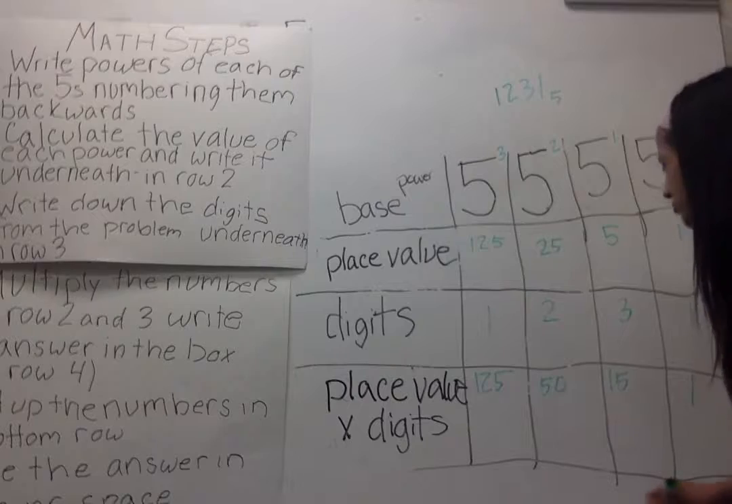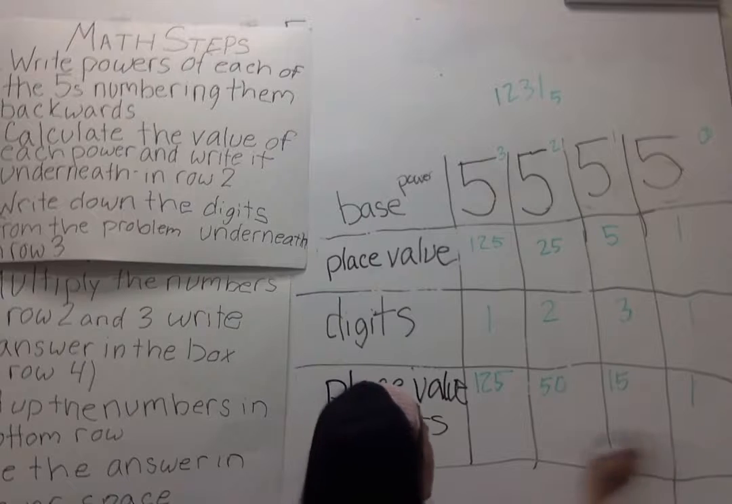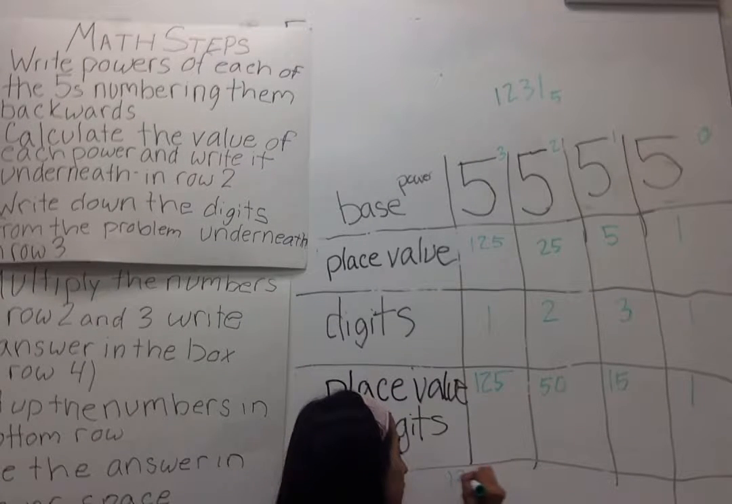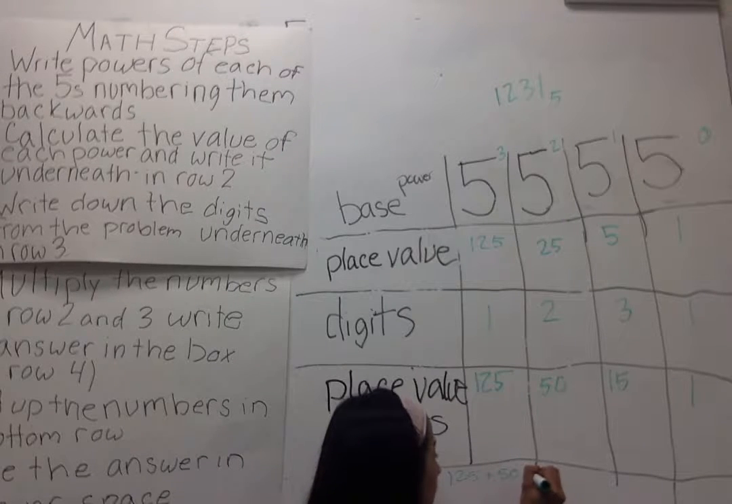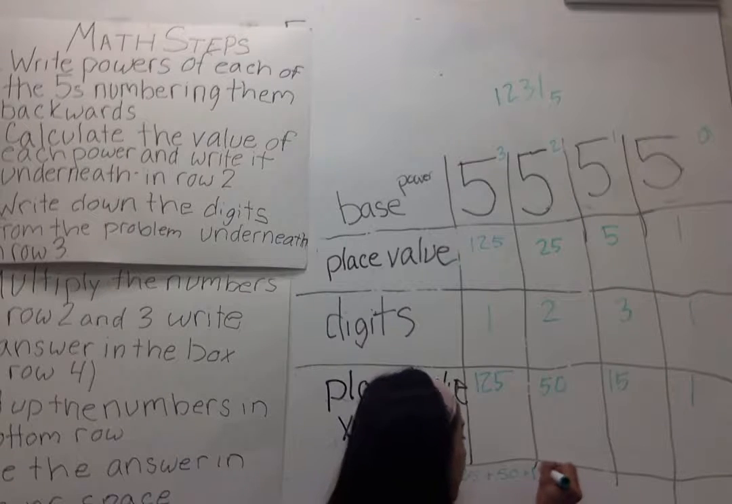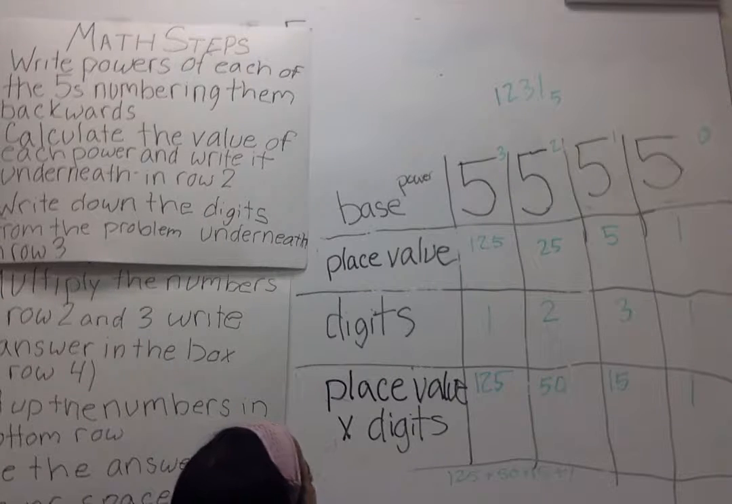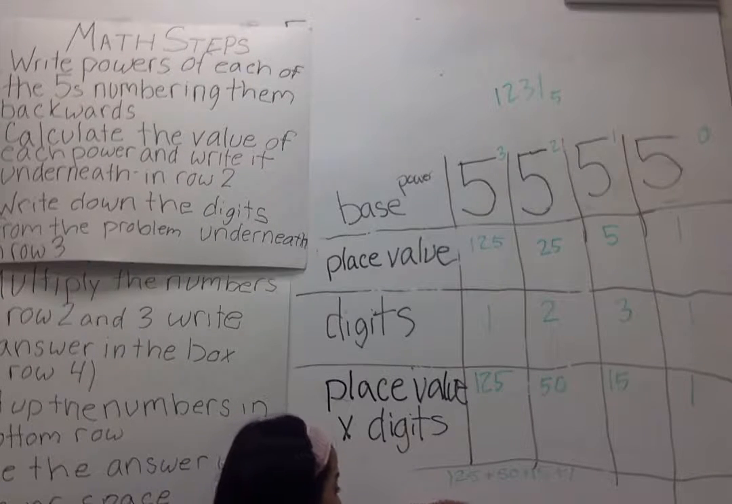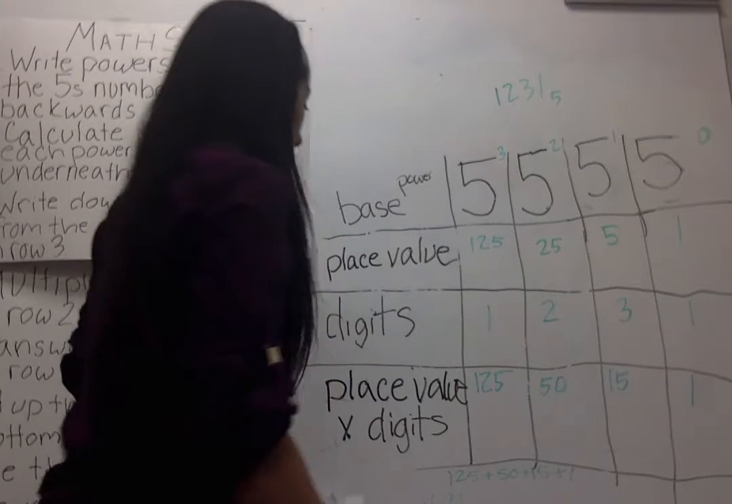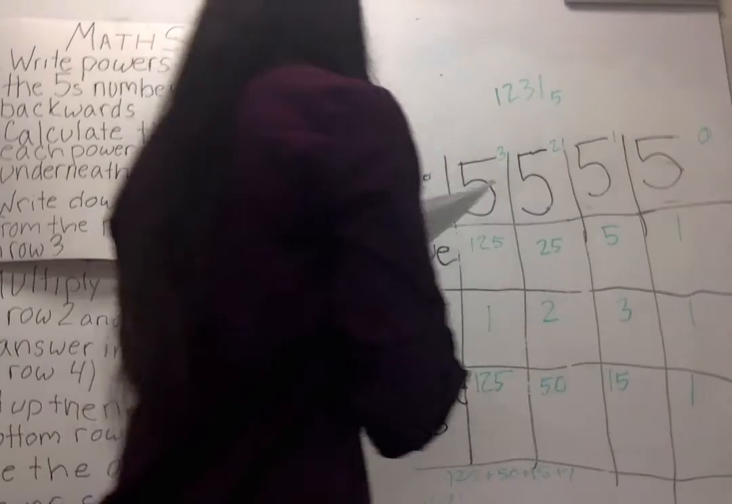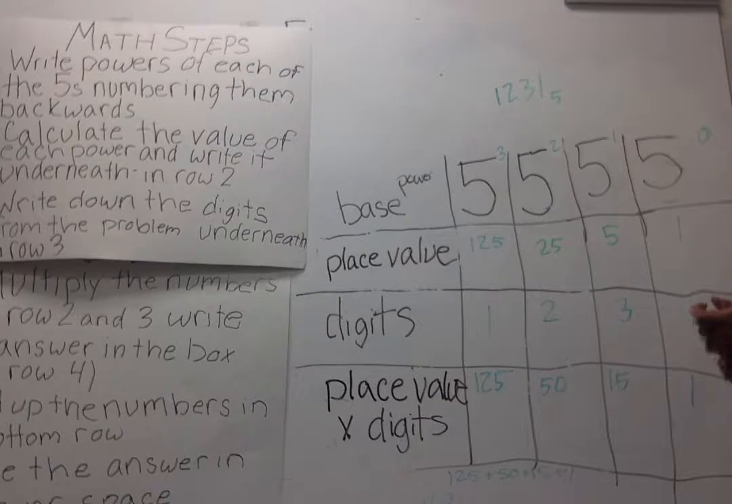So what we're going to do now is we're going to add up all the numbers in this fourth row. So 125 plus 50 plus 15 plus 1. Can anyone tell me what that would be? 191. So let's go ahead and go over another problem.